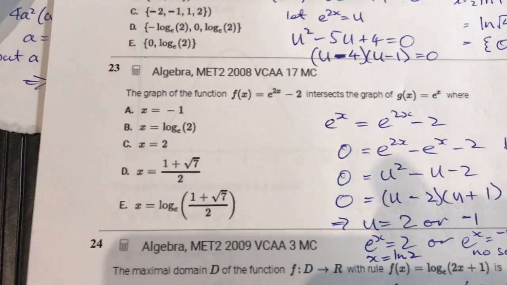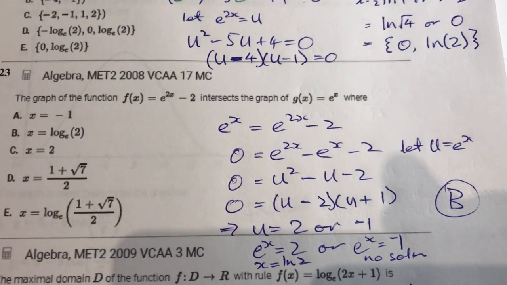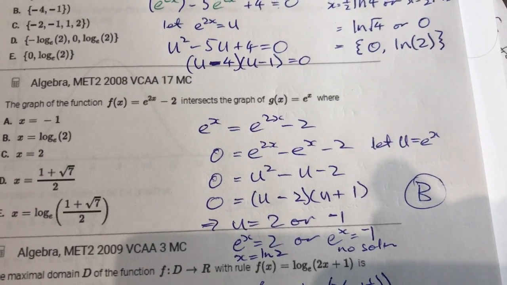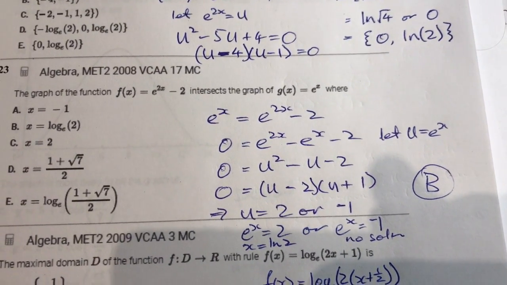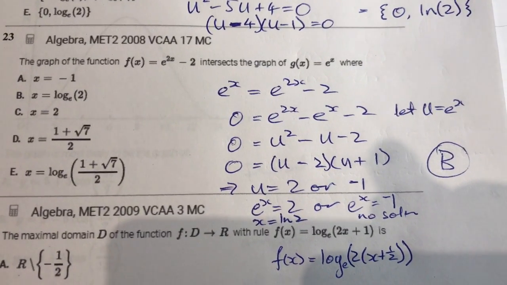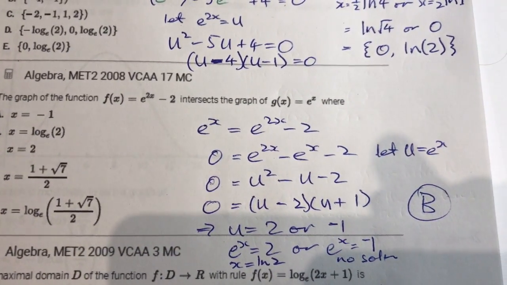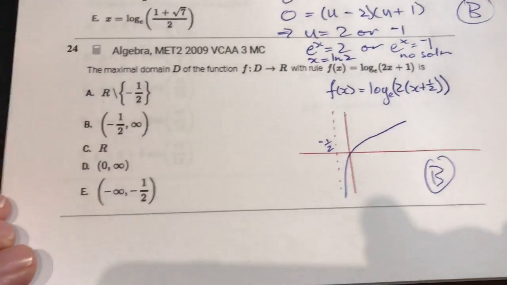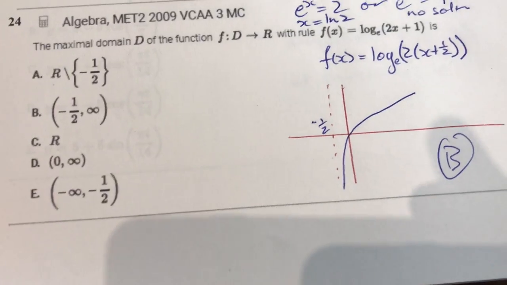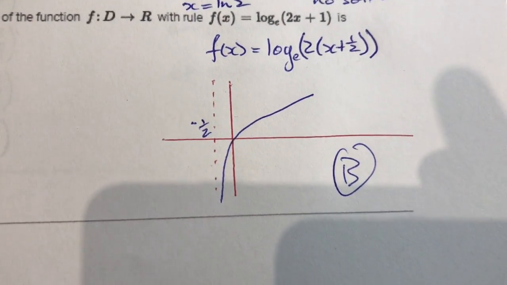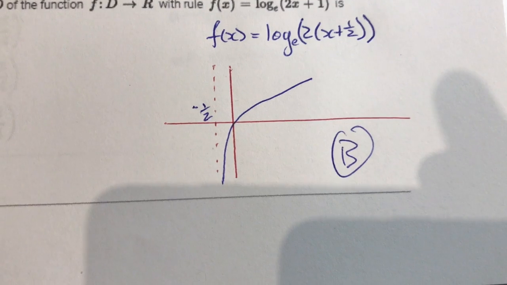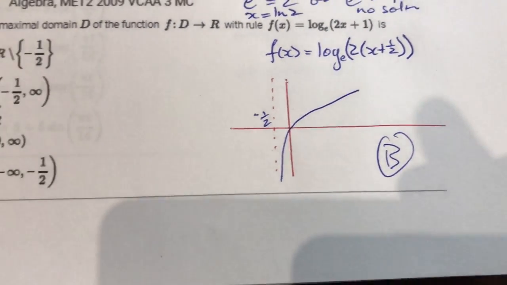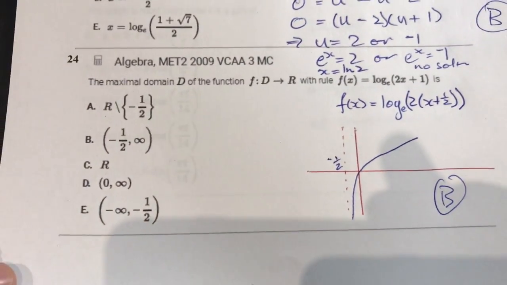23. Similar one again where we have to replace, this time, e to the x with u, get a quadratic, solve it, and then find our two solutions for x. 24. In 24 we've got this function here. Best to write it in the form where you can read off translations and dilations correctly. Correct answer is B.